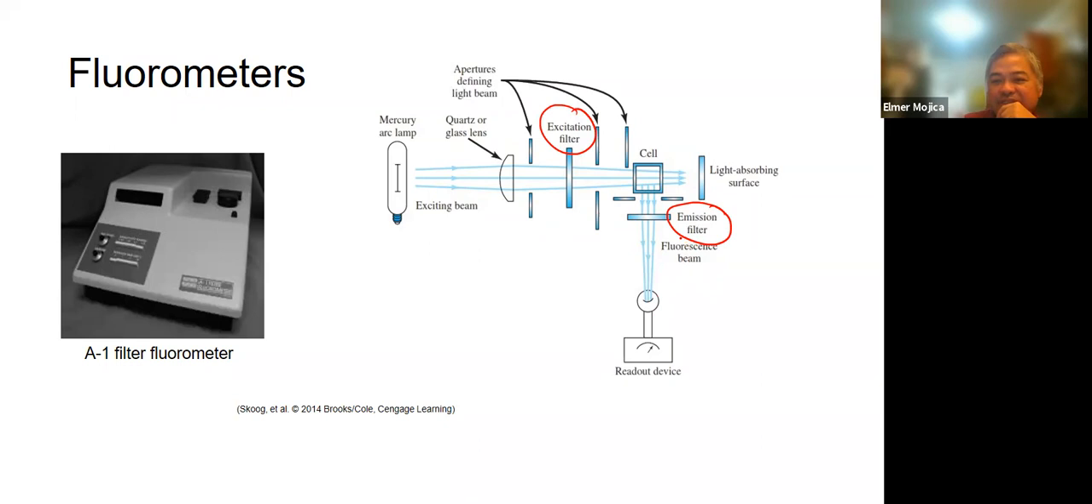Okay, so filter lang yung meron siya. And what we call a fluorometer type, maglalagay lang kami ng glass filter. So what we do is we cut off the light that we pass through here to excite the sample and the light that we collect.